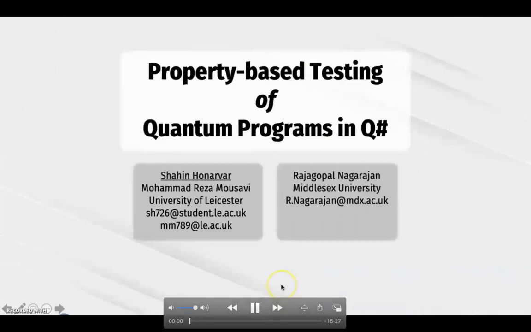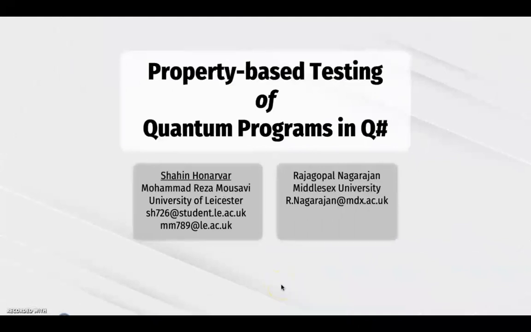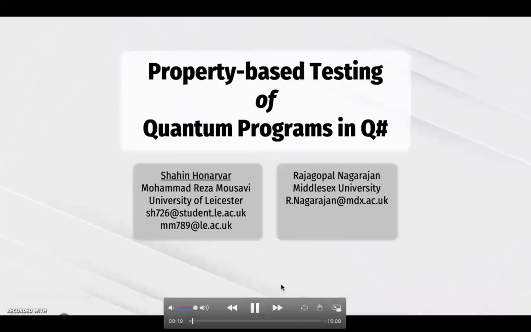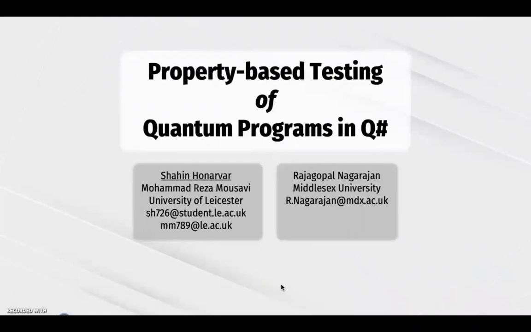I am Shahin Honarvar from the University of Leicester, UK. I'm going to explain our framework called QSharpCheck, which is a property-based testing tool for quantum programs in QSharp. This is joint work with Professor Mohammad Reza Mousavi from the University of Leicester, UK, and Professor Rajagopal Nagarajan from Middlesex University, UK.